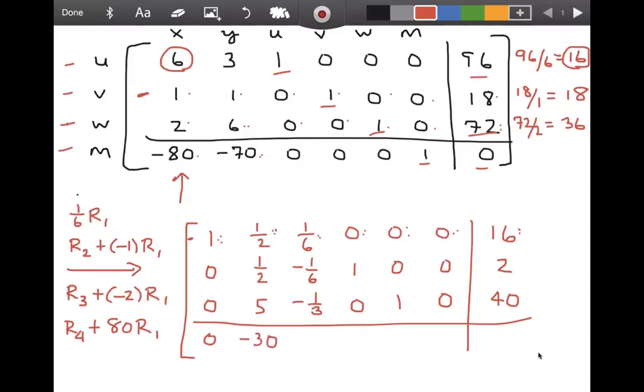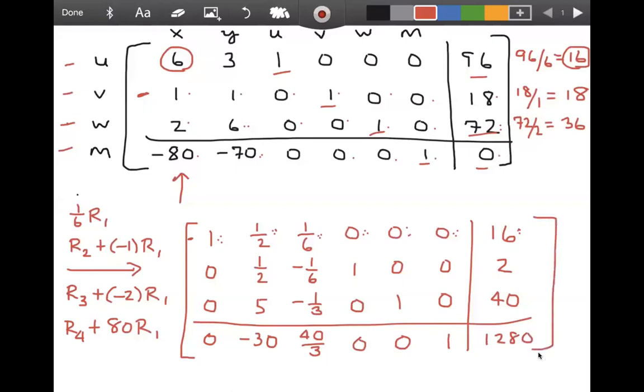0 plus 80 times 1/6 is 80 over 6, which is 40 over 3. 0 plus 80 times 0 is 0. 0 plus 80 times 0 is 0. 1 plus 80 times 0 is 1. And 0 plus 80 times 16, 80 times 16 is 1,280.